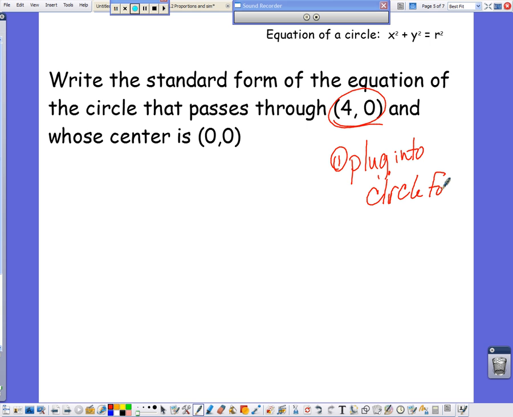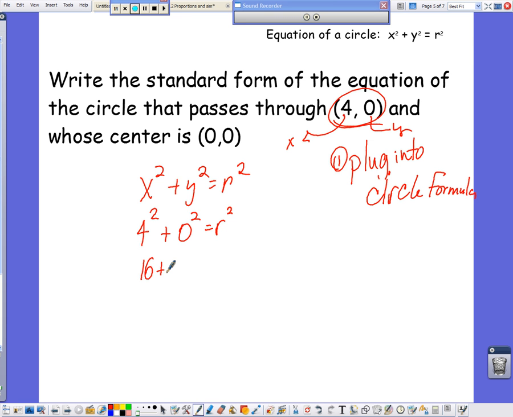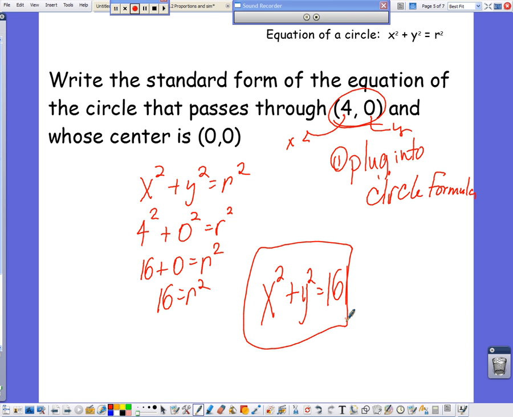So we're going to plug it into the circle formula. Okay? Remember, this is our x, and this is our y. So if my formula is x squared plus y squared equals r squared, then x is going to be 4 squared, y is 0 squared, and that equals r squared. Okay? 4 squared is 16, 0 squared is 0, and that equals r squared. So 16 equals r squared. And since I have to plug the r squared into this equation right here, then my final answer, because I'm writing the equation to represent all the points on the circle, looks just like that. Okay?